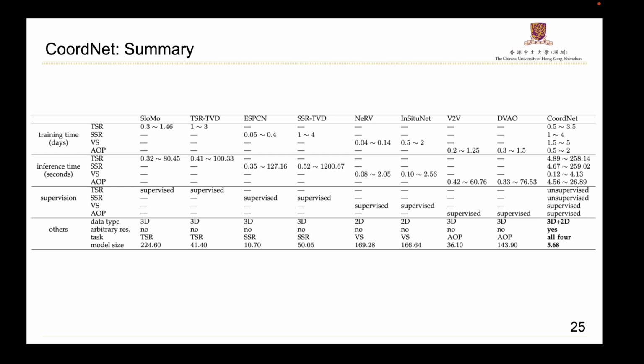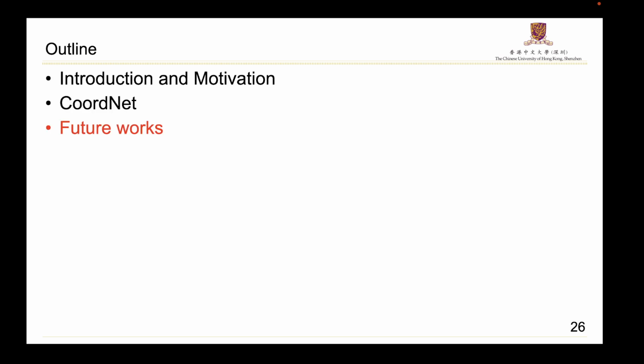And here is the summary of our approach. Compared with different learning-based approaches, we compare the training time, the inference time, the supervision, the data type, the task, and the model size. We can see that our approach works for 2D and 3D without changing the architecture, it can handle arbitrary scale, and we can handle diverse tasks, and we use few parameters to achieve better performance. Finally, I will talk about the future work based on the implicit representation.